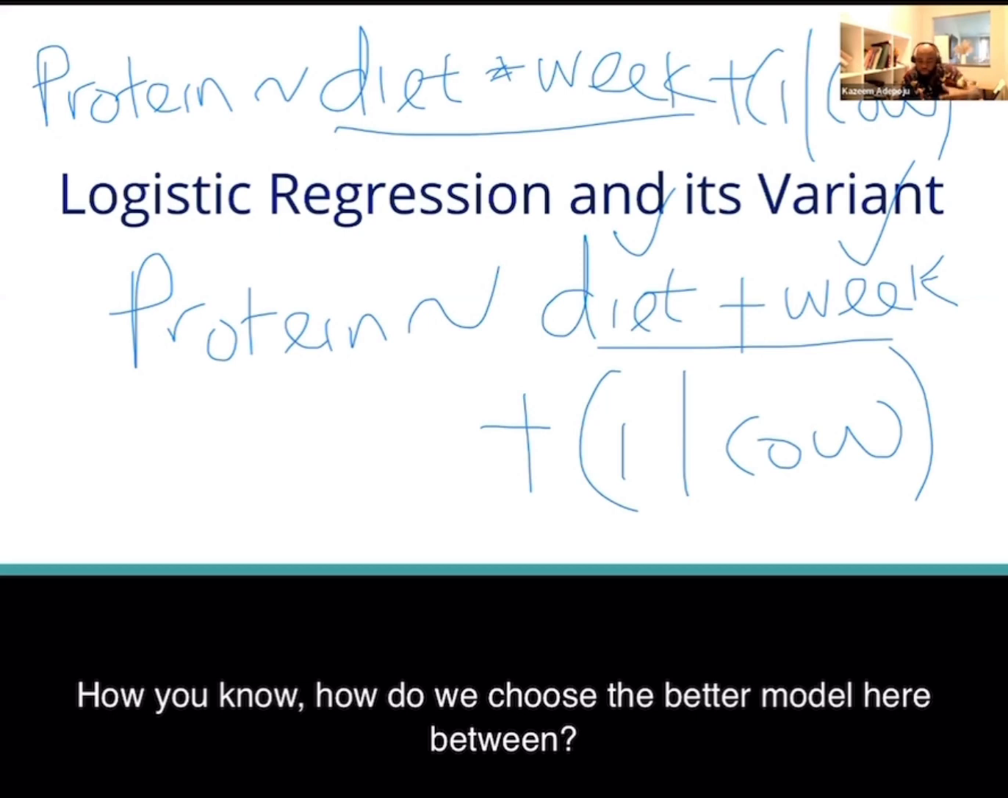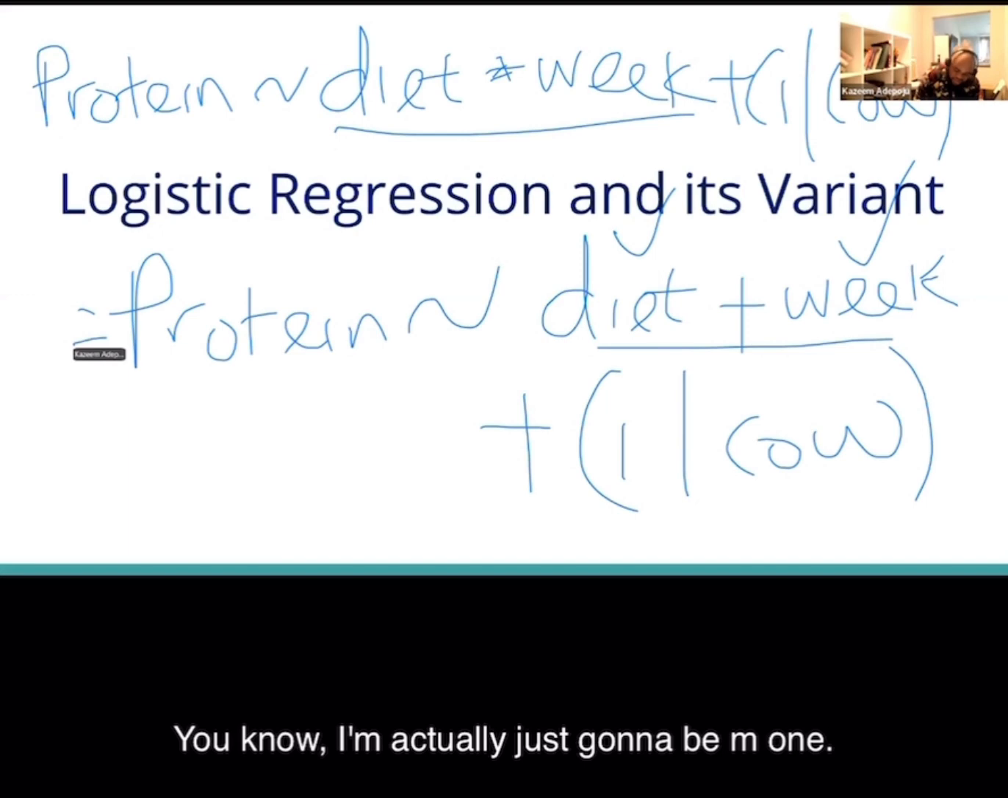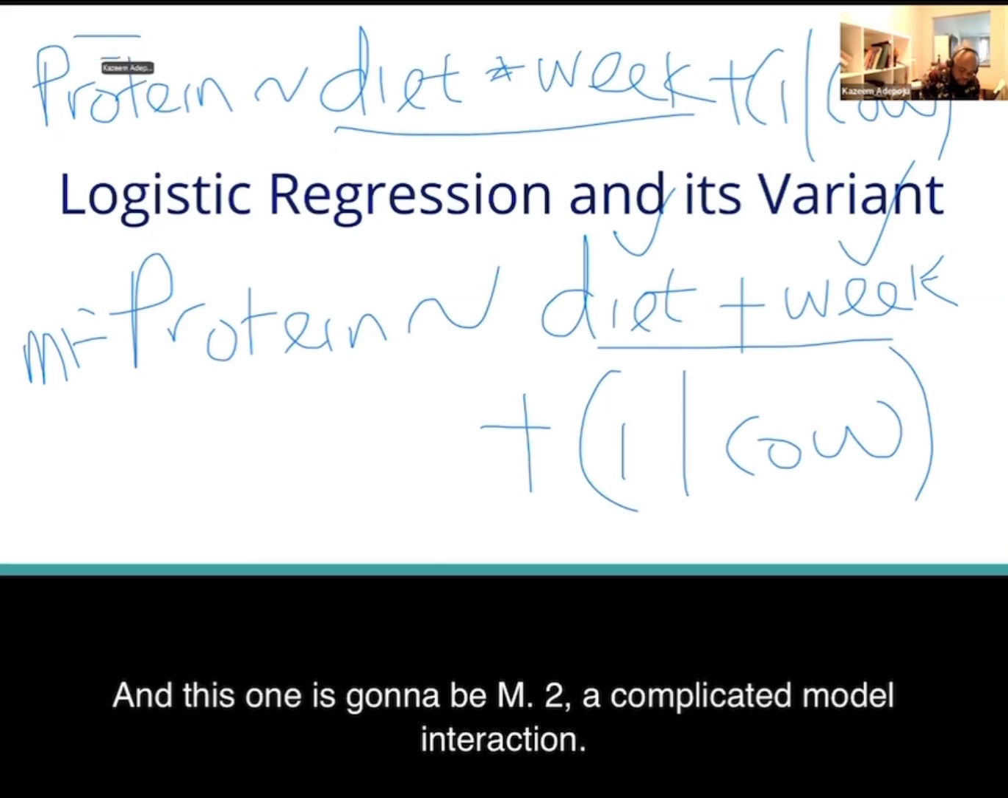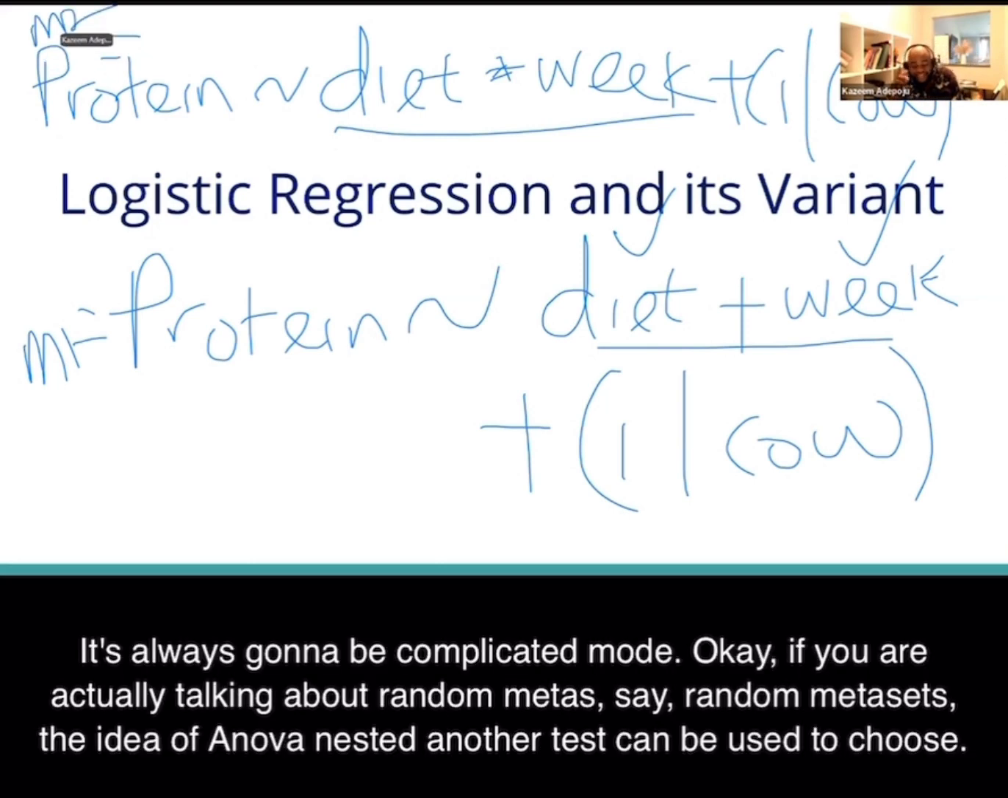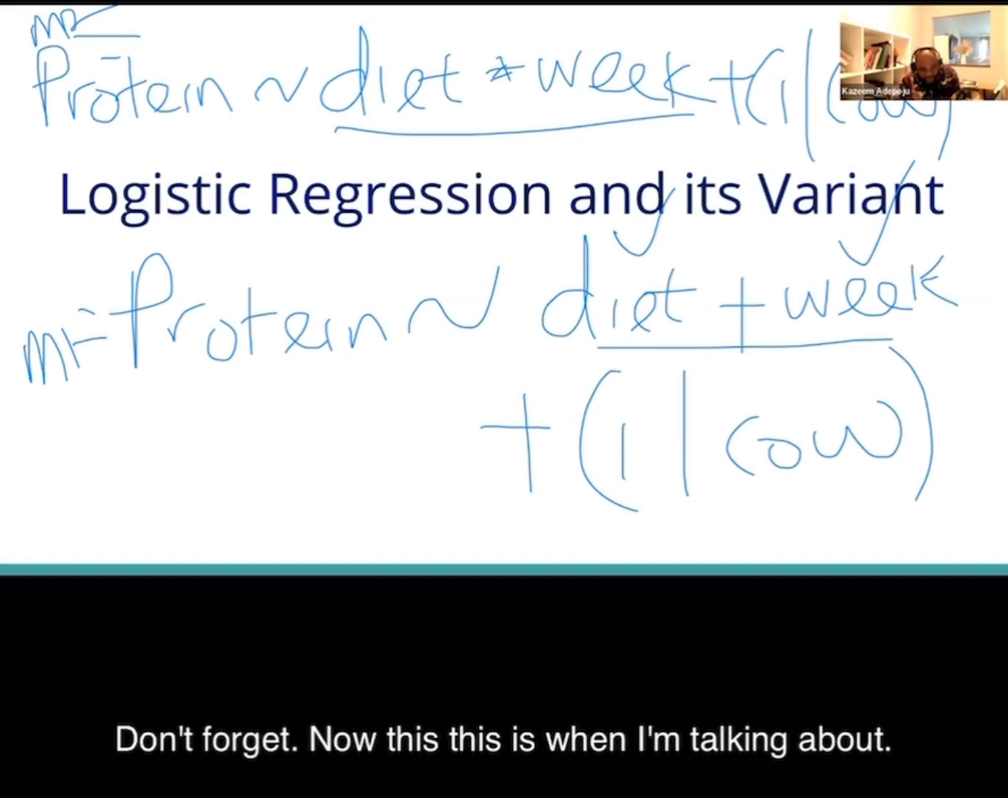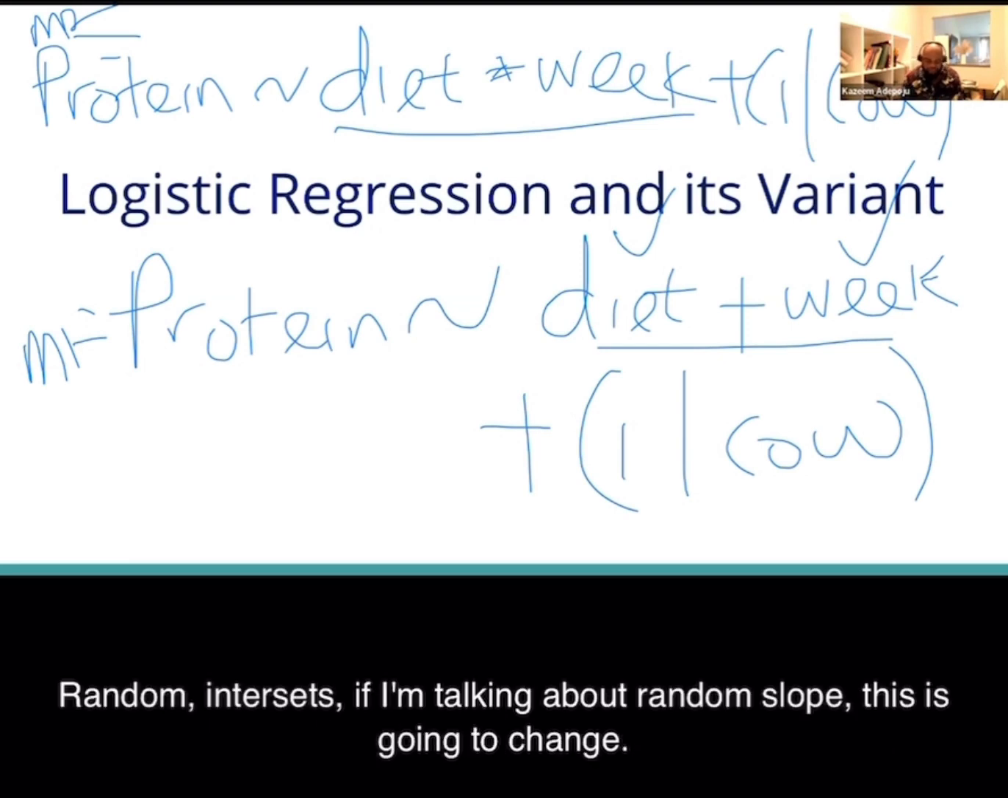How do we choose the better model here? This is going to be M1, a simpler model, and this one is going to be M2, a complicated model. Interaction is always going to be the complicated model. If you are talking about random intercept, the nested ANOVA test can be used to choose. Don't forget, please revise that. Now, this is when I'm talking about random intercept.